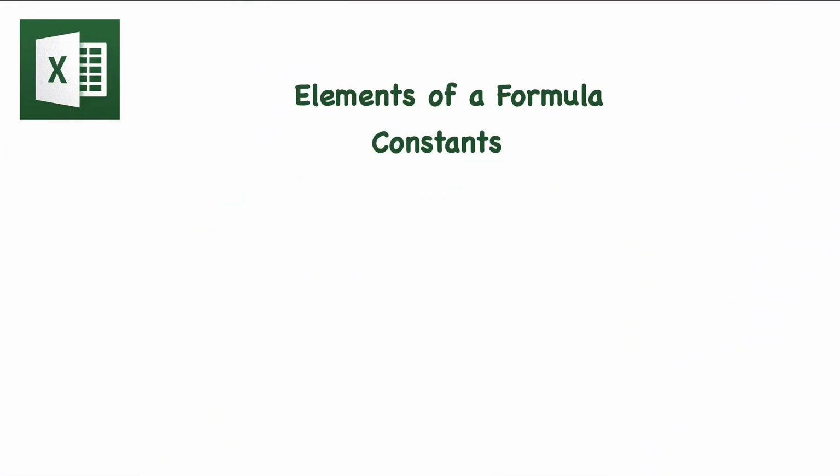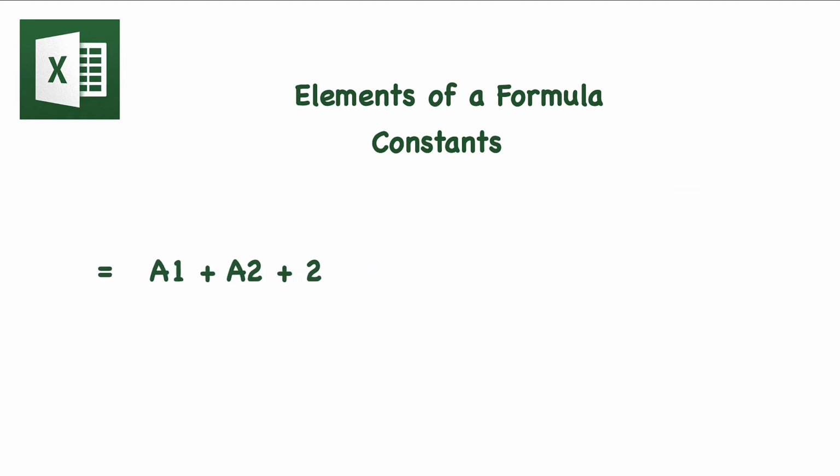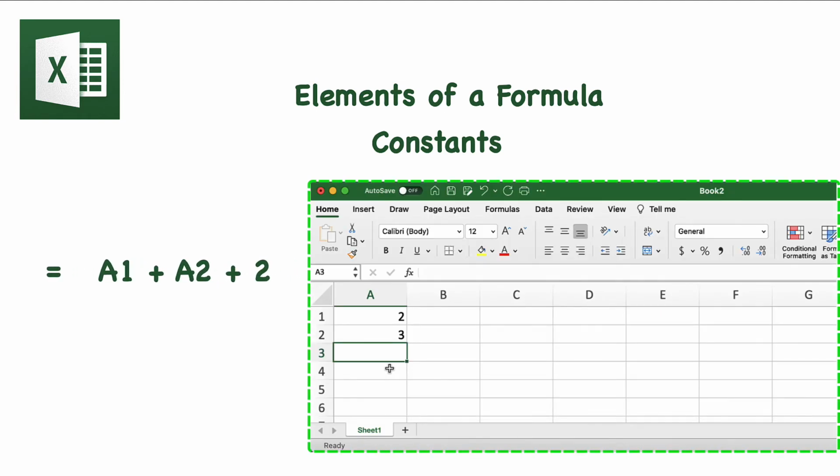Constants. Any constant number can be added to a formula after any operator. For example, this expression shows A1 plus A2 plus the constant 2. To insert this type of formula, type the equal sign, select the cell A1, plus, then A2, plus, and type the number 2 and press enter.